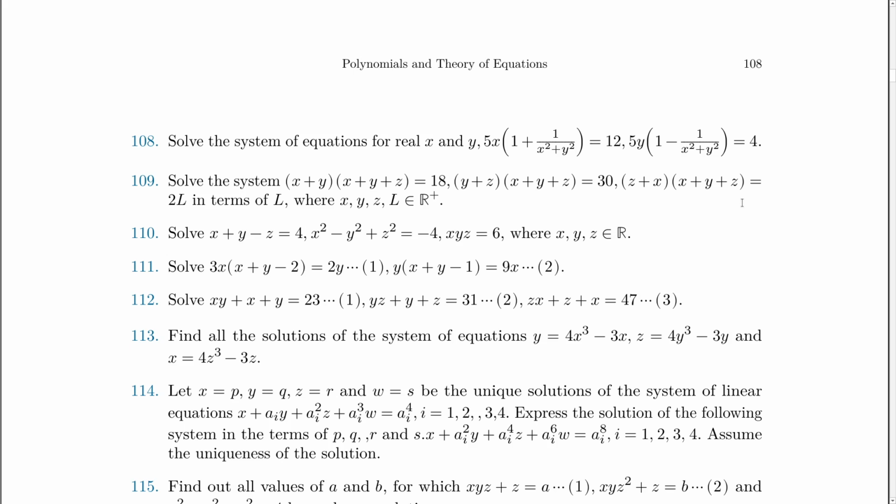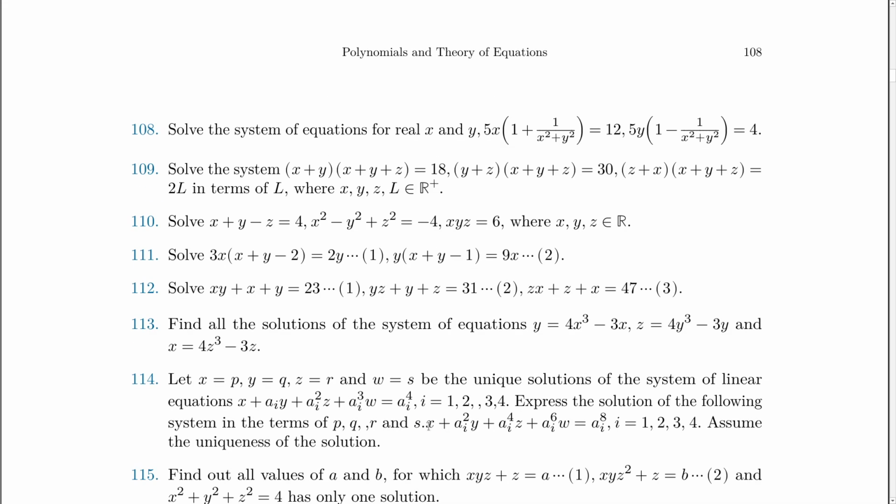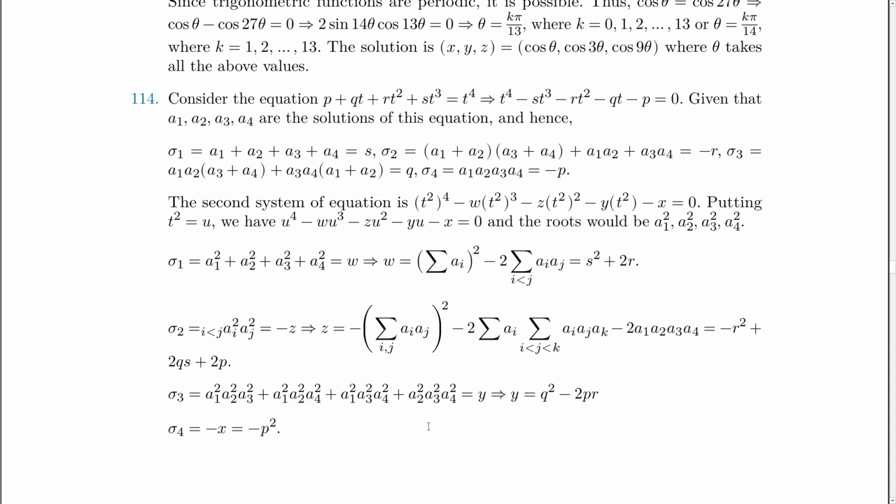So let's revisit this equation. There is a minus x here. Okay, this is the x1. This becomes minus x. So once we have this, we put t square equal to u. Our equation becomes u to the power 4 minus w u cube minus z u square minus y u minus x equal to 0. And then the roots of this equation would be a1 square, a2 square, a3 square, and a4 square.